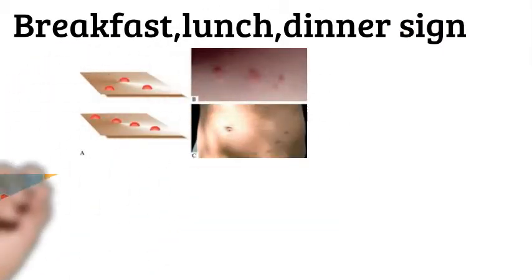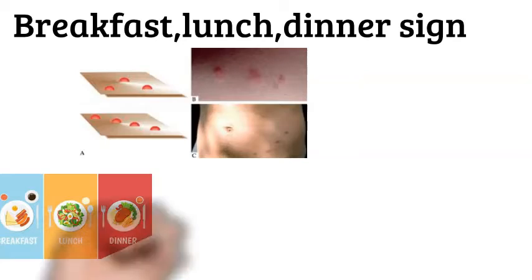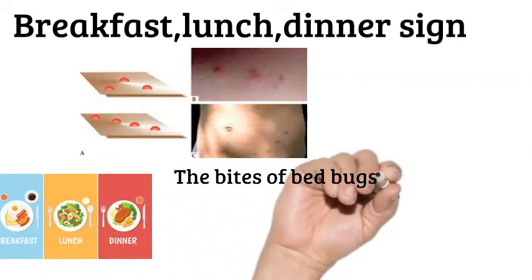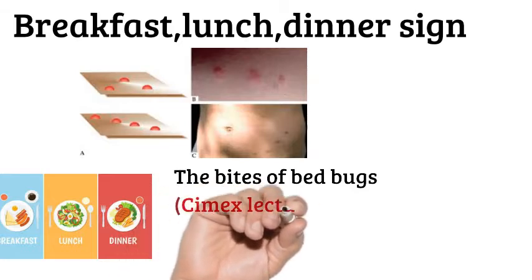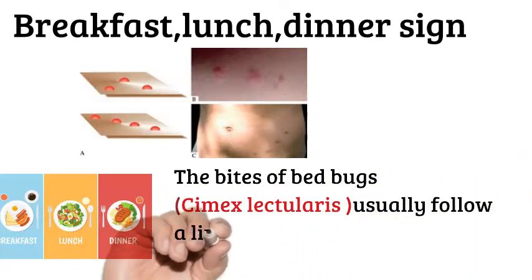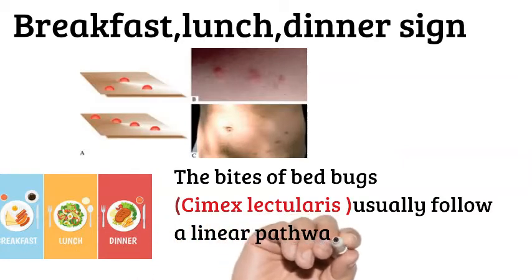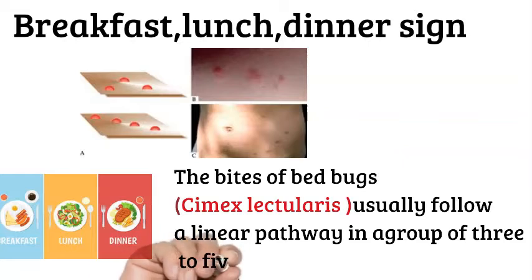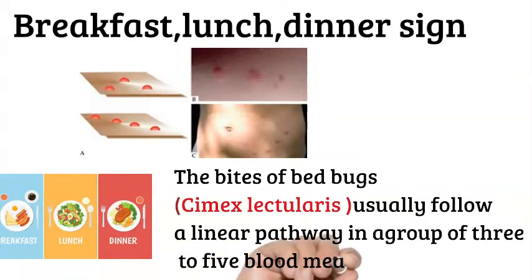Breakfast, lunch, dinner sign. As you see in this picture, it looks like plates: breakfast, lunch, and dinner. And this sign refers to the bites of bed bugs, Cimex lectularius. It usually follows a linear pathway in a group of 3 to 5 blood meals.